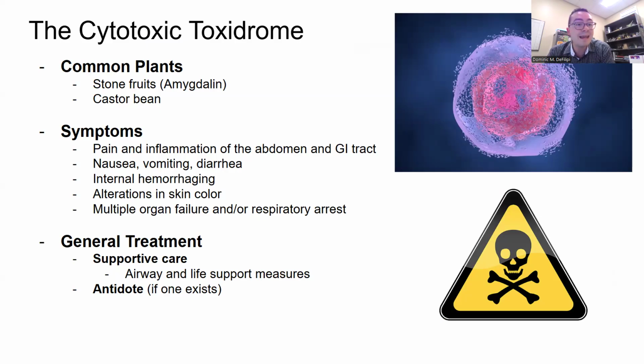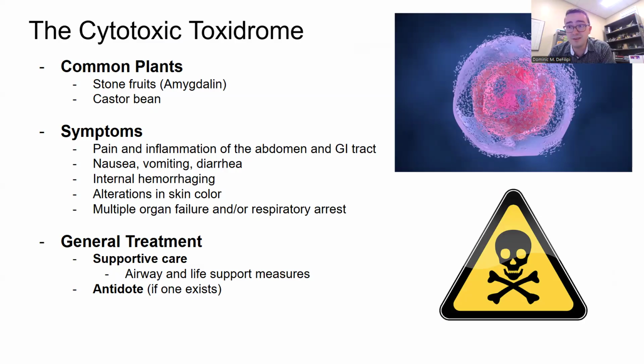The symptoms are often pain and inflammation of the abdomen and GI tract at first. So again, very nonspecific: nausea, vomiting, diarrhea, but eventually this leads to internal hemorrhaging, oftentimes changes in skin color, which you will note in the next two plants, and multiple organ failure and or respiratory arrest. So once the poison starts, it proceeds to rampage through the whole body quite quickly.